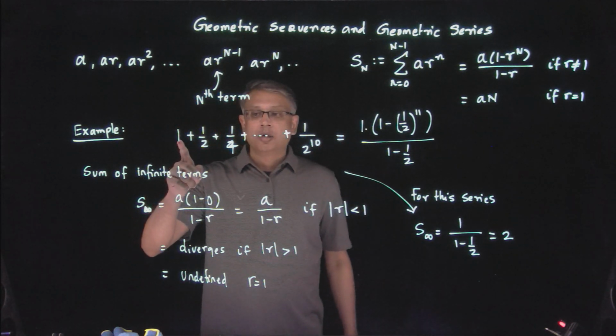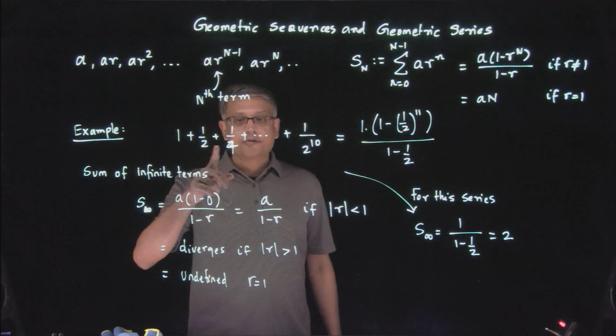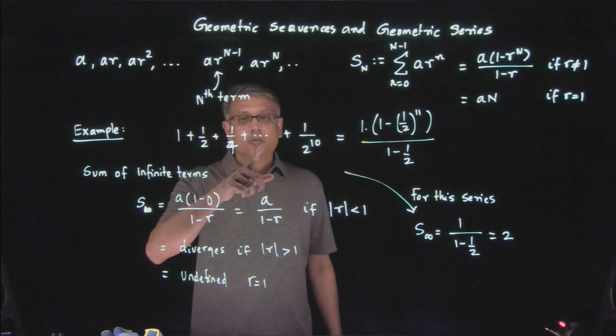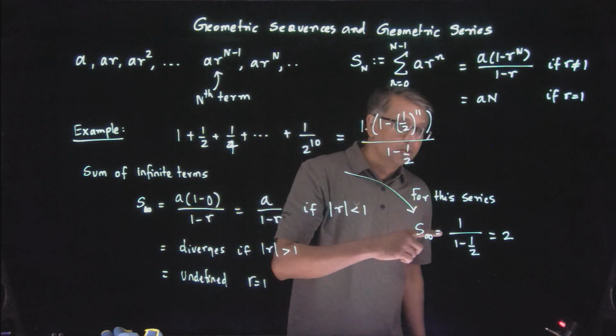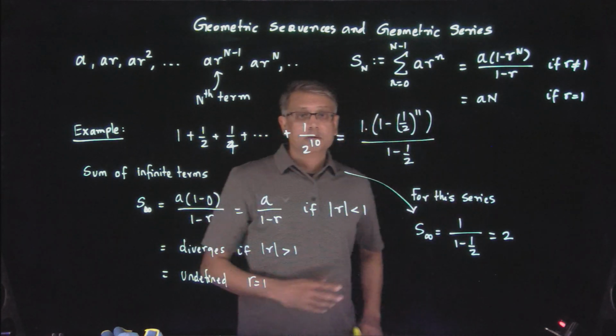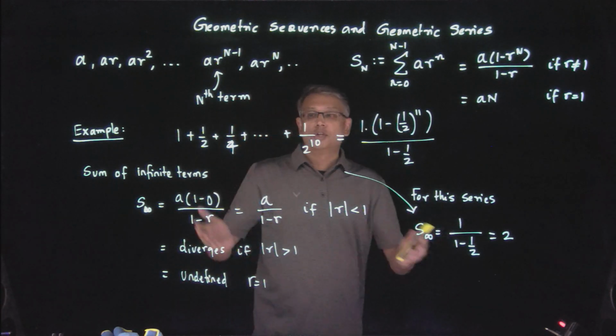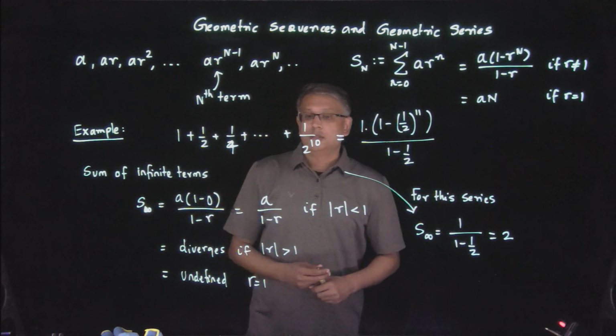So if you look at 1 plus half, that's 1 and a half, 1.75, 1.875, so on and so forth. As you can see, it's getting closer and closer to 2. It's going to converge to 2 as you take more and more terms in this sequence.